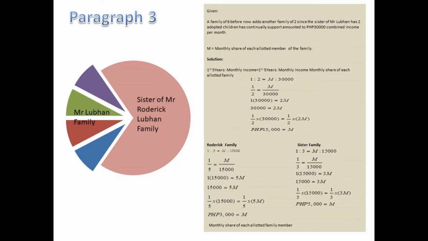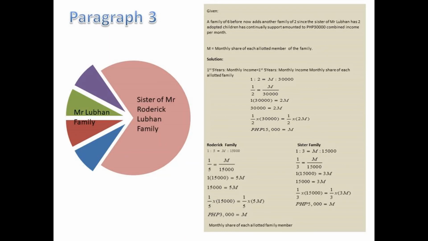So 1:2 is equal to M:30,000 pesos. So 1/2 is equal to M/30,000 pesos. You cross multiply, so 30,000 multiplied to 1 and 2 multiplied to M. So we got 30,000 is equal to 2M. You divide both sides by 2, so we got the monthly share of each allotted family. Each family will receive 15,000 pesos: the family of Mr. Lubhan and the family of his sister.